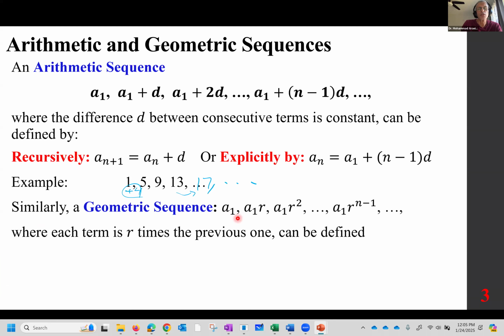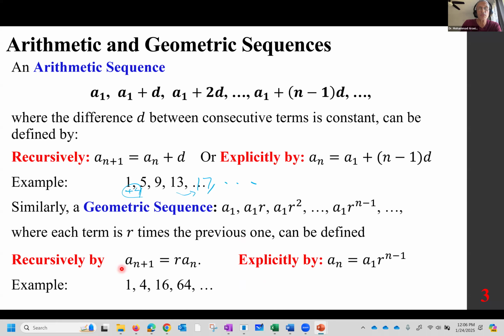Similarly, a geometric sequence, a sub 1 times r, a sub 1 r squared, all the way to a sub 1 r to the power of n minus 1, where each term is r times the previous one, can be defined recursively. A sub n plus 1 is r times a sub n, and explicitly a sub n equals a sub 1 r to the power of n minus 1. An example, 1 times 4 is 4, times 4 is 16, times 4 is 64. And if you multiply it by 4, you get 256, so on and so forth.